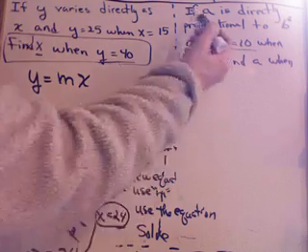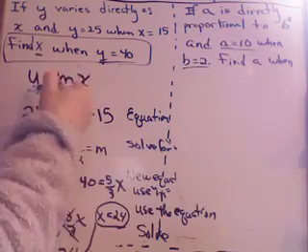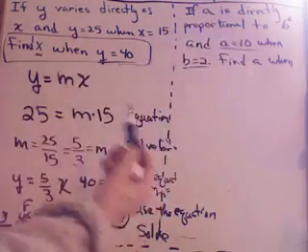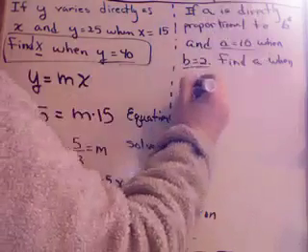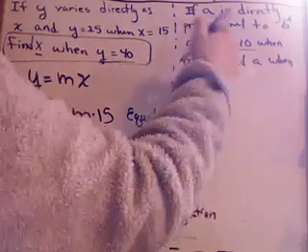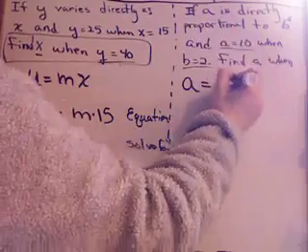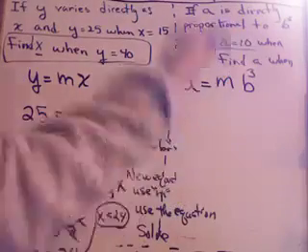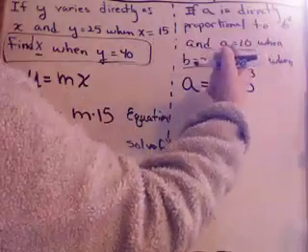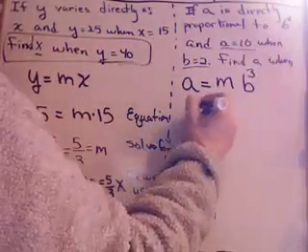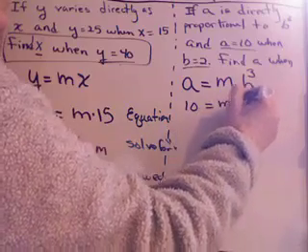Let's try one more. If a is directly proportional to b to the third. Now this one used x's and y's. Now I'm going to use a's and b's, but I'm going to write a very similar equation. A equals directly proportional to b to the third, and directly proportional means there's some constant of proportionality. So there's my m again. Now go to the information you have and solve for m. 10 equals m times 2 to the third.